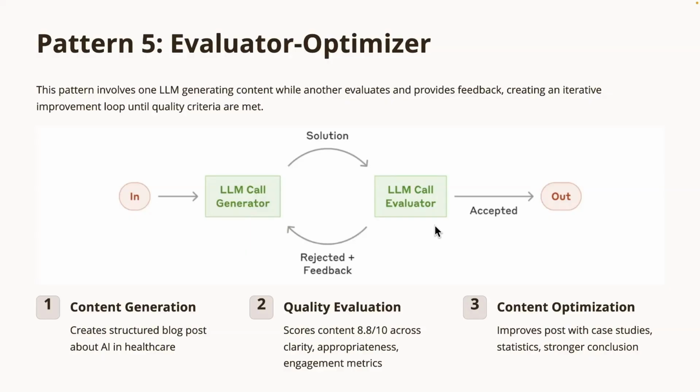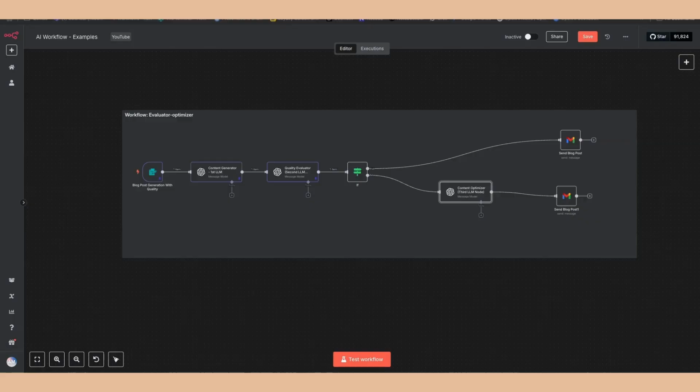Now let's go to n8n and look at a workflow to see how that works. So now we're looking at the workflow called Evaluator Optimizer. It's a blog creation process from the form submission.